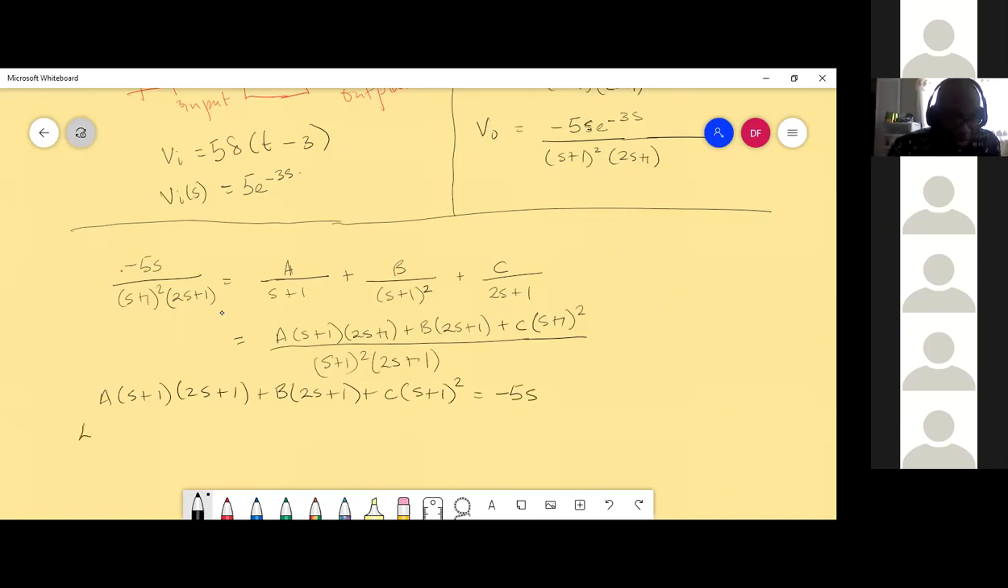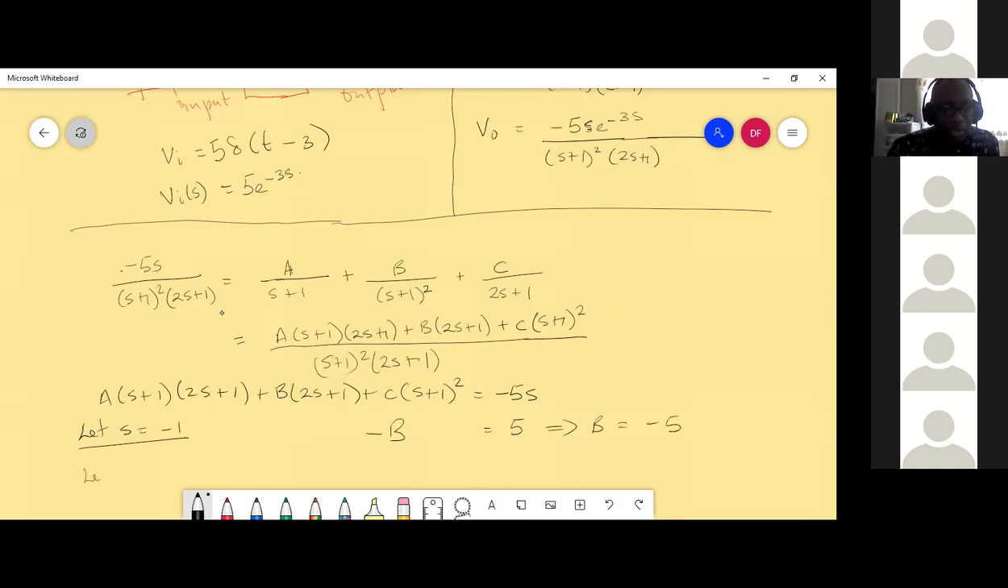So I'm going to let s equal minus 1. The A part drops out, the C part drops out. We're going to get positive 5 over here. And then when I put minus 1, 2 times minus 1 is minus 2, so minus B equals positive 5. So B is equal to negative 5.